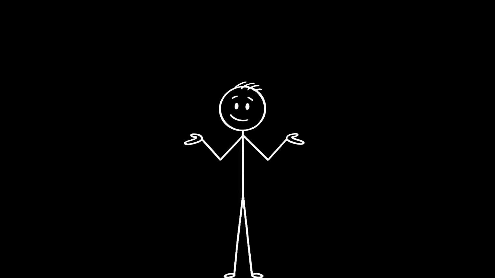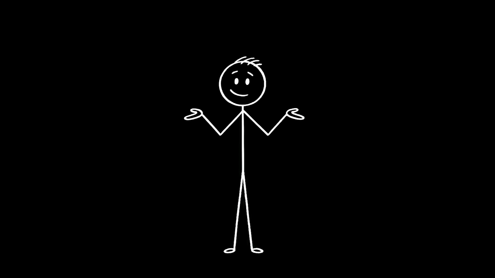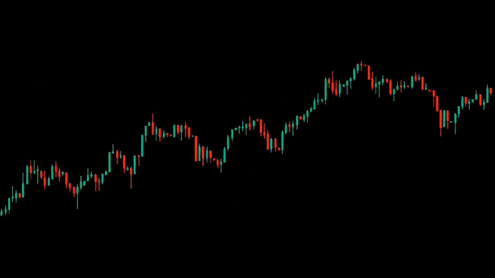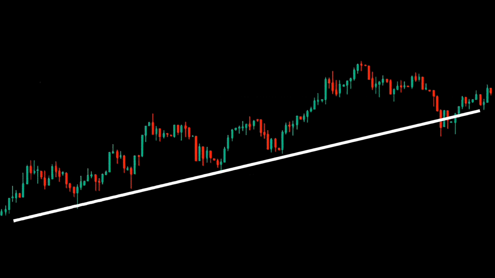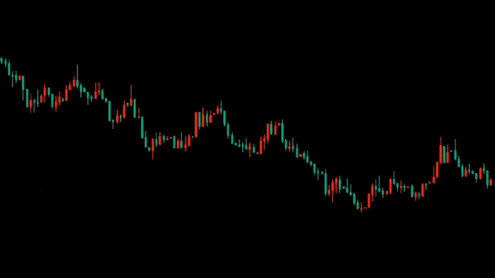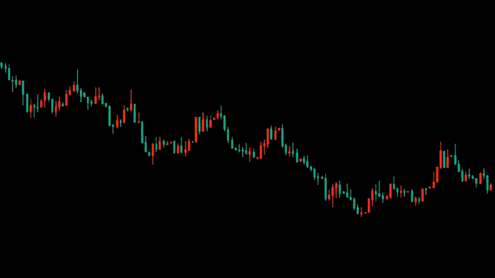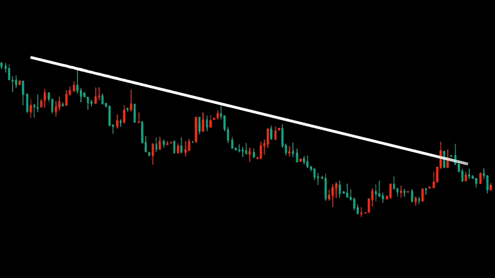You need to understand what kind of trend you're dealing with before drawing the line. When the price is consistently moving higher, you'll draw the trend line along the swing lows, that is, the lowest points where the price dips before going up again. In a downtrend, when the price is consistently moving lower, you'll draw the trend line along the swing highs, that is, the highest points where the price rises before going down again.